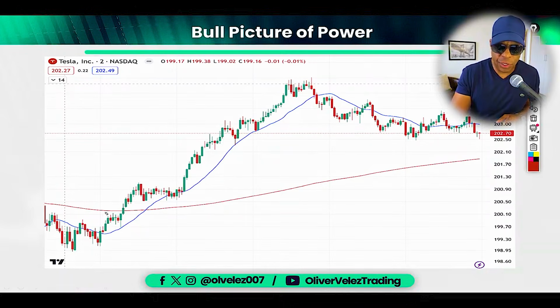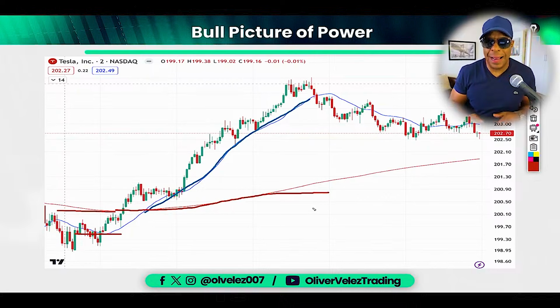Look to the left. You kind of start flattish, and then your 20 starts to separate from the parent. That is your bull picture of power. When you have a bull picture of power, the modus operandi is to buy all strength and all color changes near the 20-period moving average.